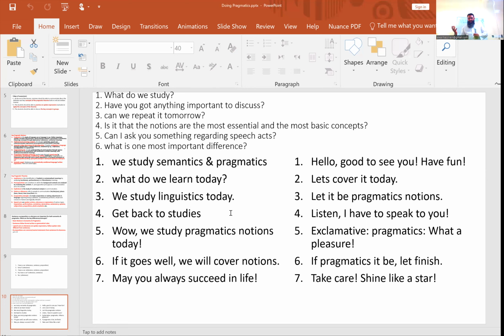We are studying linguistics today, or we study linguistics every day. Get back to studies, okay? It's another expression. What kind of expression? It's an imperative. Wow, we study pragmatics notions today. So yes, it's an expression, sharing feelings. So these are sentences, and on the other side, hello, good to see you, have fun. What is it? Seems something else. Utterances, excellent. Let's cover it today. So the parallel structures. So these are the key differences among these notions.